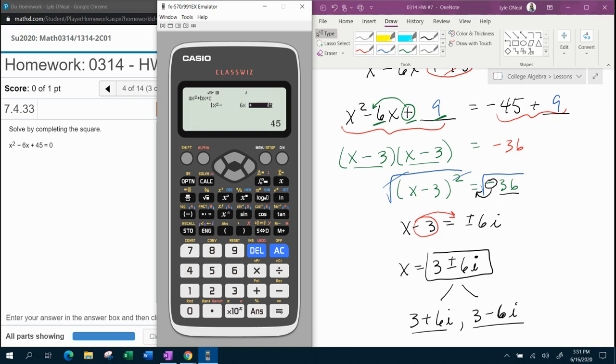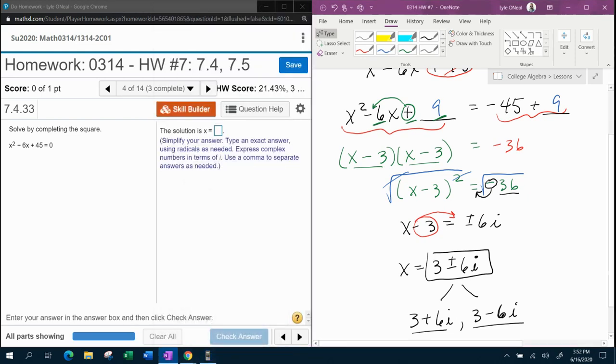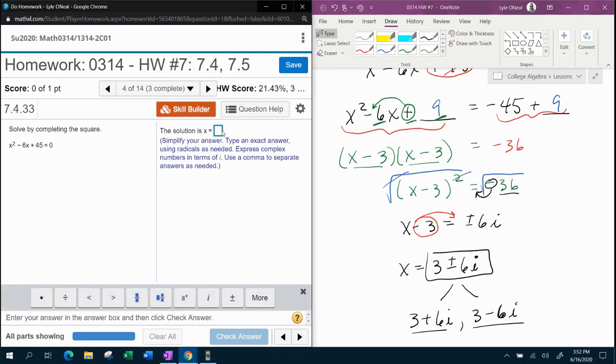And then if I hit equals one more time, look at that. 3 plus 6i. And if I hit equals again, 3 minus 6i. So the Casio Class Whiz will solve the quadratic even if the solutions are complex. That is amazing.